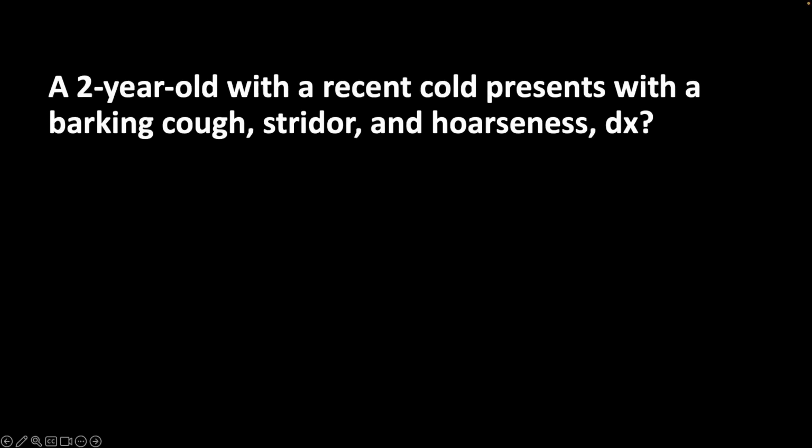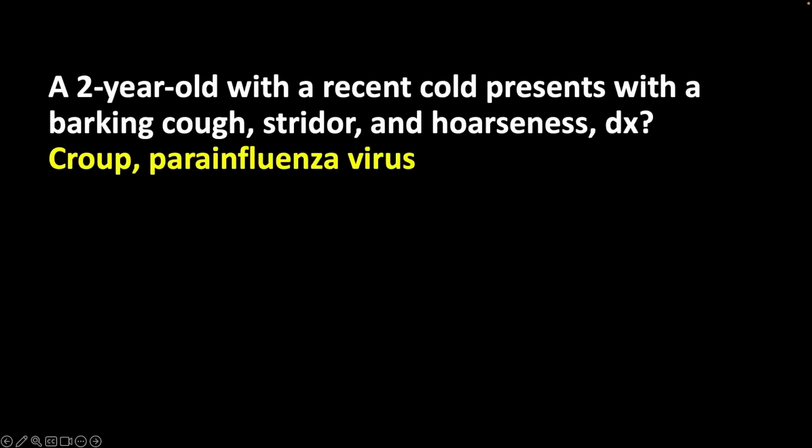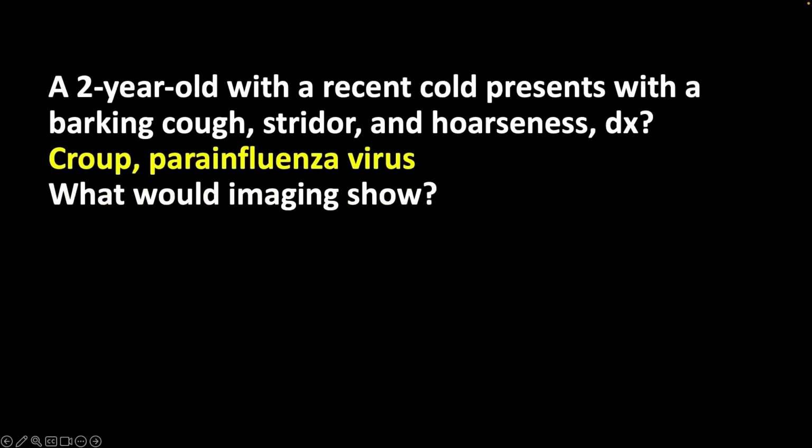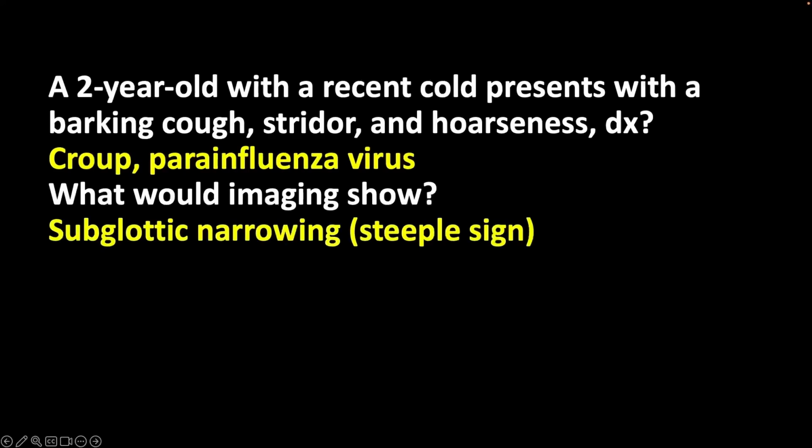Now, a patient has a recent cold, 2-year-old, who presents with barking cough, stridor, and hoarseness. What's your diagnosis? This would be croup, caused by the parainfluenza virus. And what would imaging findings show? They would show subglottic narrowing, also known as the steeple sign.